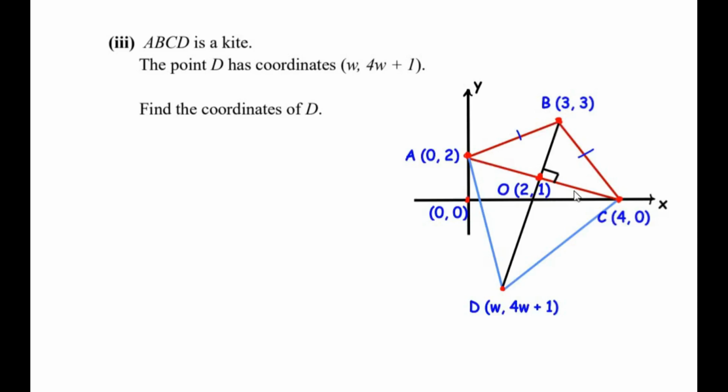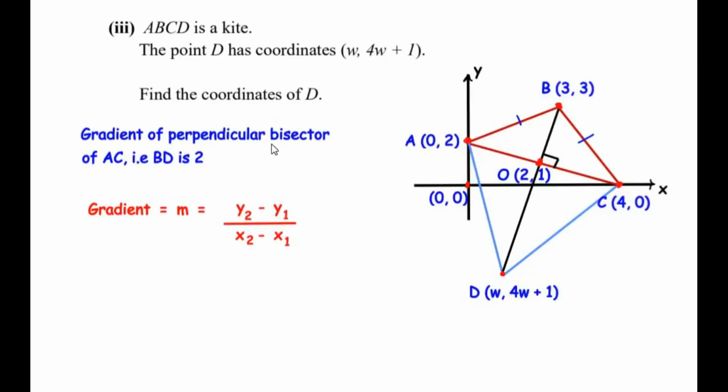And we had already seen that OB was perpendicular to the line AC. So we have extended OB to the point D. So it looks this way. Now once we have done this, since D is a point which is on the line OB, the gradient of OB will also be equal to the gradient of the line BD. So here the first thing we are going to do is find an equation for the gradient of the line BD. Let me write over here. Gradient of the perpendicular bisector of AC, that is we are talking about BD, is 2.